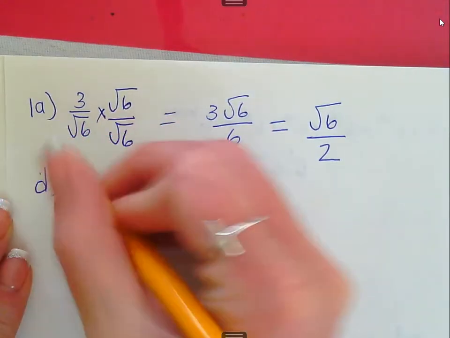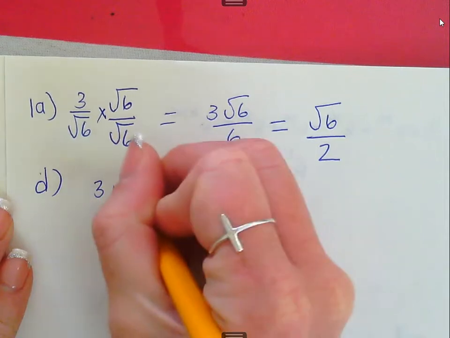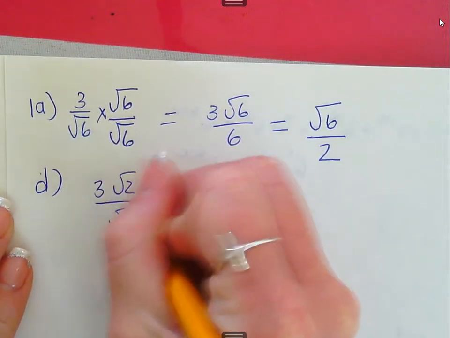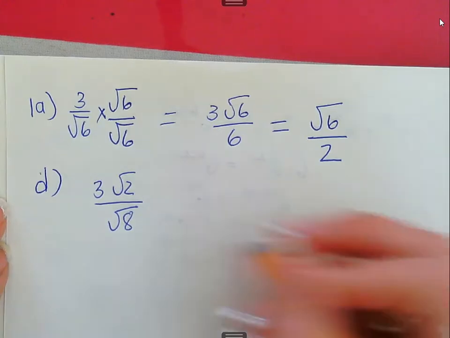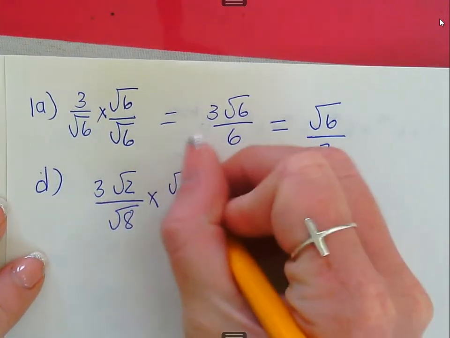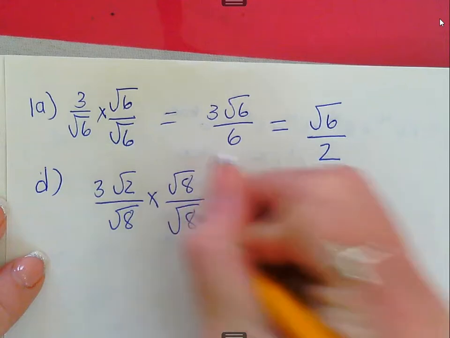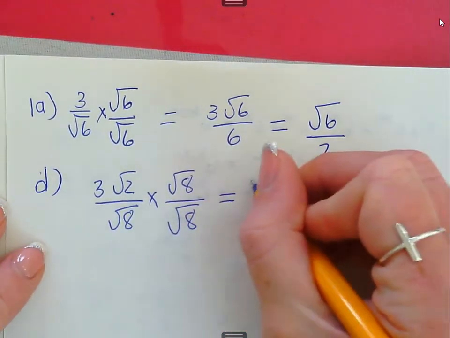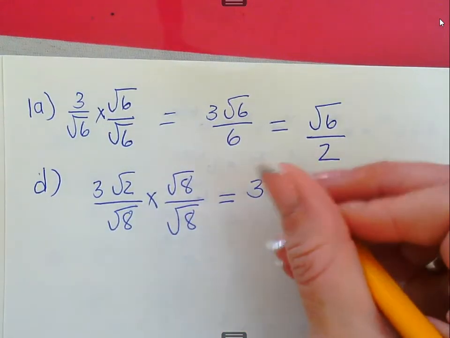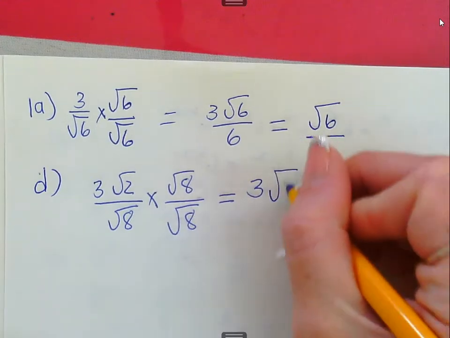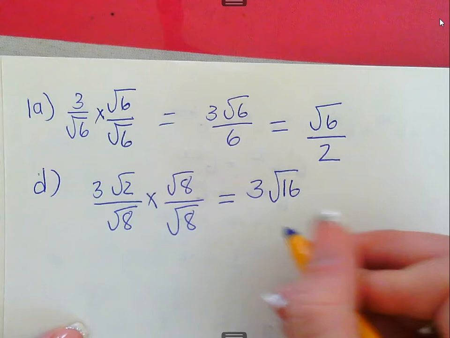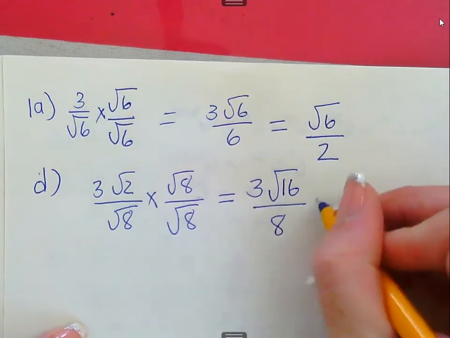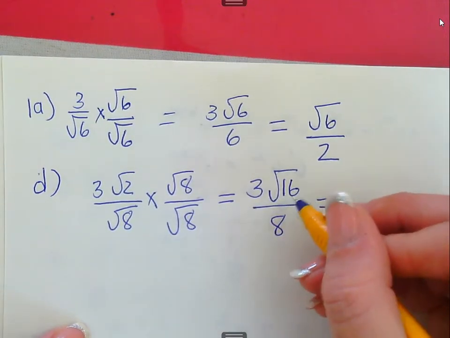And then you had to do D. What did I have to multiply with? Root 8. And then my answer is 3. And what will be in the root? It's root 16. Do you all understand that? No? And at the bottom I have 8.